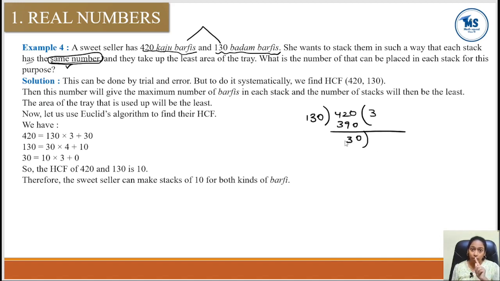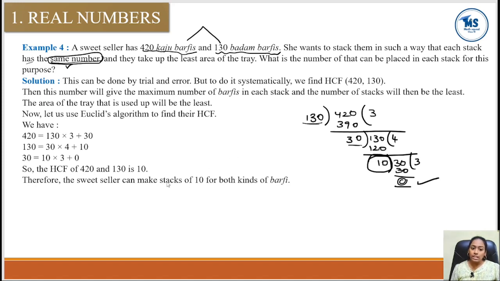So again, we need to apply Euclid's lemma to the remainder and the previous divisor, which is 130. 3 3s are 9, 3 4s are 12, remainder 10. Okay. Again, the remainder is not equal to 0. Apply again Euclid's lemma to the remainder and previous divisor, 10 and 30. 10 3s are 30. Yay, we got remainder 0. So the previous divisor was 10. This is the HCF of the given two numbers, 420 and 130.